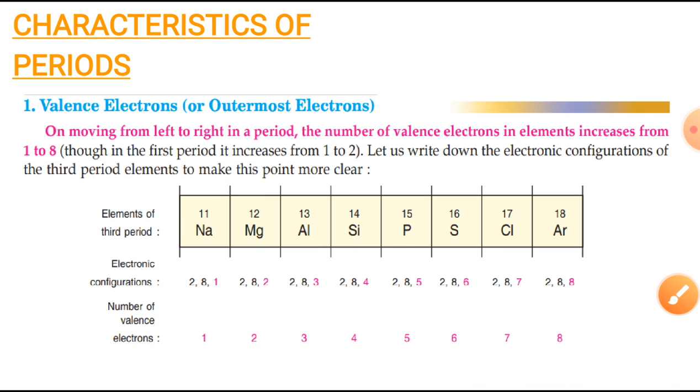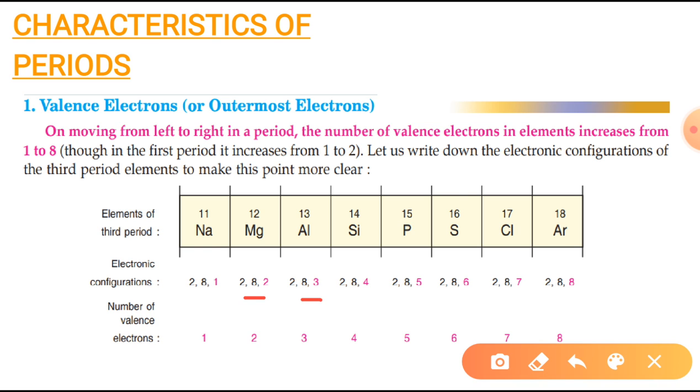Okay, now have a look at the next one, magnesium. It has configuration 2, 8, 2, then 2, 8, 3. You can see the last number has been shown in pink. So that is the outermost shell electrons. They are known as valence electrons. Now we can conclude. The first element has 1 valence electron, then 2, 3, 4 and up to 8. That's why we are saying that the number of valence electrons while moving from left to right increases from 1 to 8. So this was the first property.